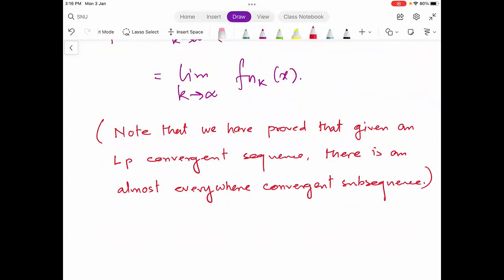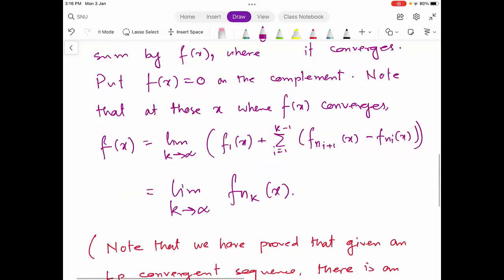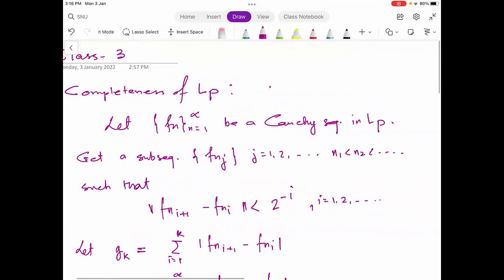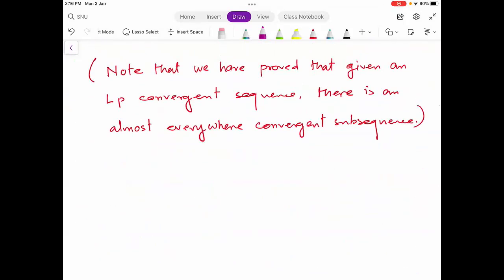Because almost everywhere is a very strong mode of convergence. That's why. Agreed? Okay. So we have done that. By the way, did I write 1 less than or equal to p less than infinity to begin with? That's what we are dealing with right now. So we have found an almost everywhere convergent subsequence. This is what we have done so far. Given an L^p convergent sequence, we have found an almost everywhere convergent subsequence. Okay. Fine.